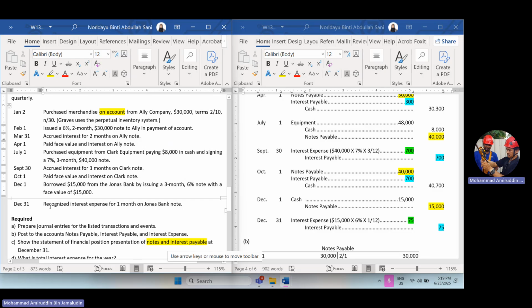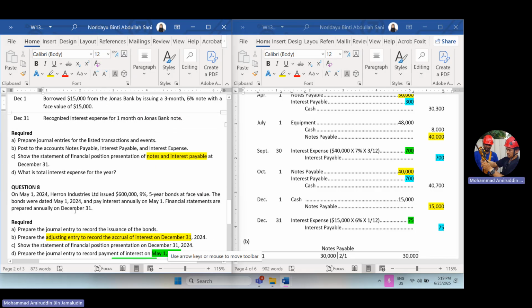December 31st. Recognize interest expense for 1 month on Jonas Bank, because we have this notes payable on 1st December. So at the end of month, 31st December, 1 month interest. You compute the interest: 15,000, the notes payable value, multiply 6%, and then multiply 1/12. That's all. That's for journal entries.